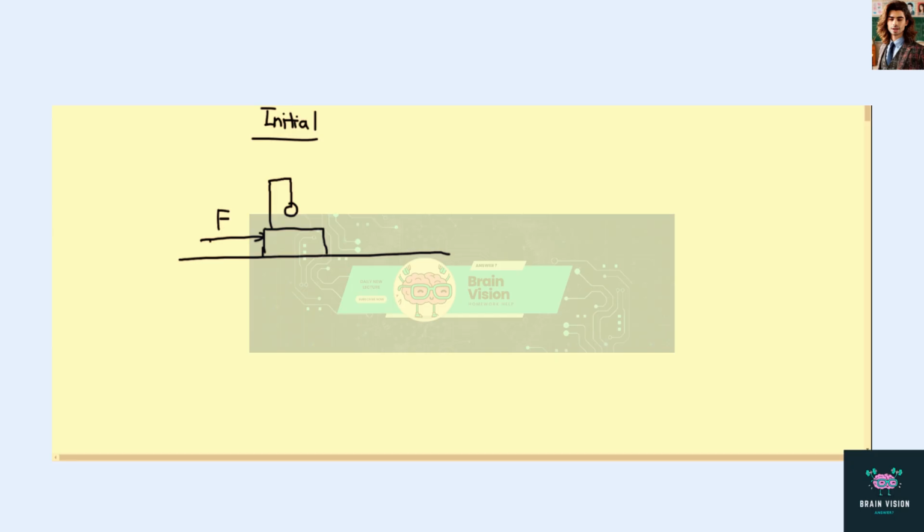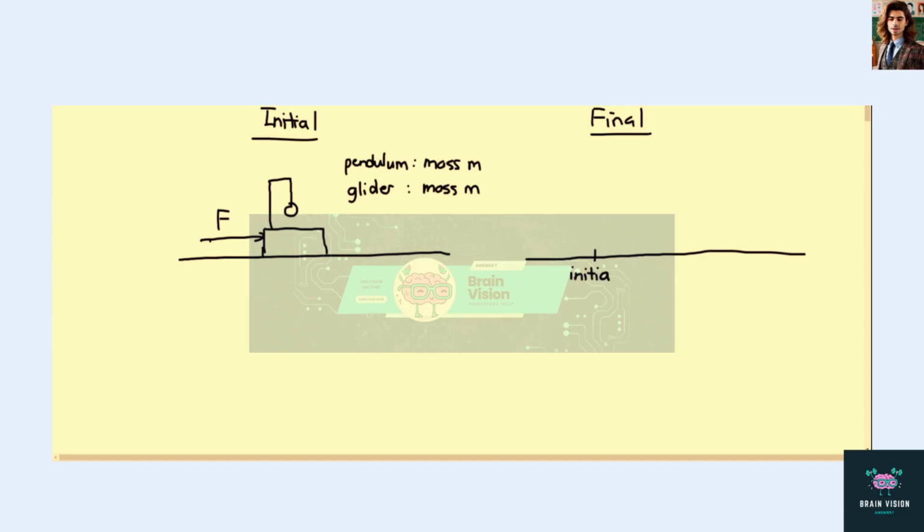We are also given that the pendulum is mass m. The glider is also mass m. After some time, the force pushes the system. I'm going to denote this as the initial position of the glider. After some time, the glider moves some distance, and this is x1.